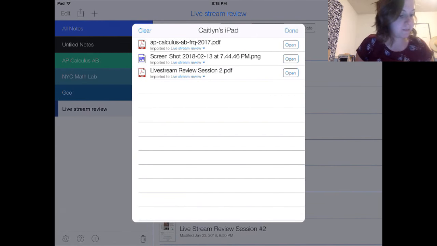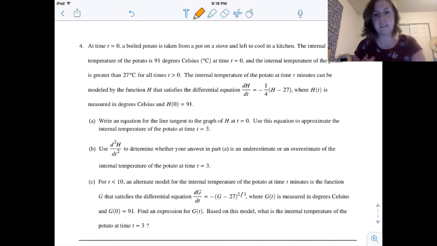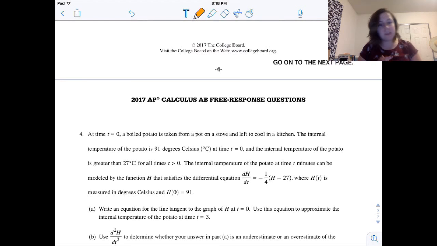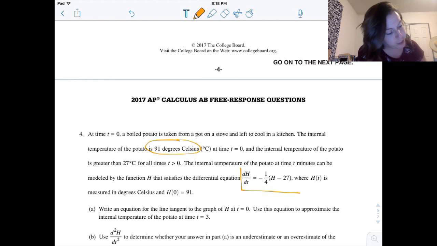All right. So all these questions about bananas, about potatoes. So this is the potato, okay? So at t equals 0, a boiled potato starts on the stove. The internal temperature is 91 degrees. They're giving you an initial condition there, right? This is your initial condition, okay? The internal temperature of the potato is greater than 27 for all t greater than 0, might be helpful later. And this is dH/dt. They don't need to tell me that that's a differential equation. They do, but they don't need to because that is dH/dt. It's a derivative, right?